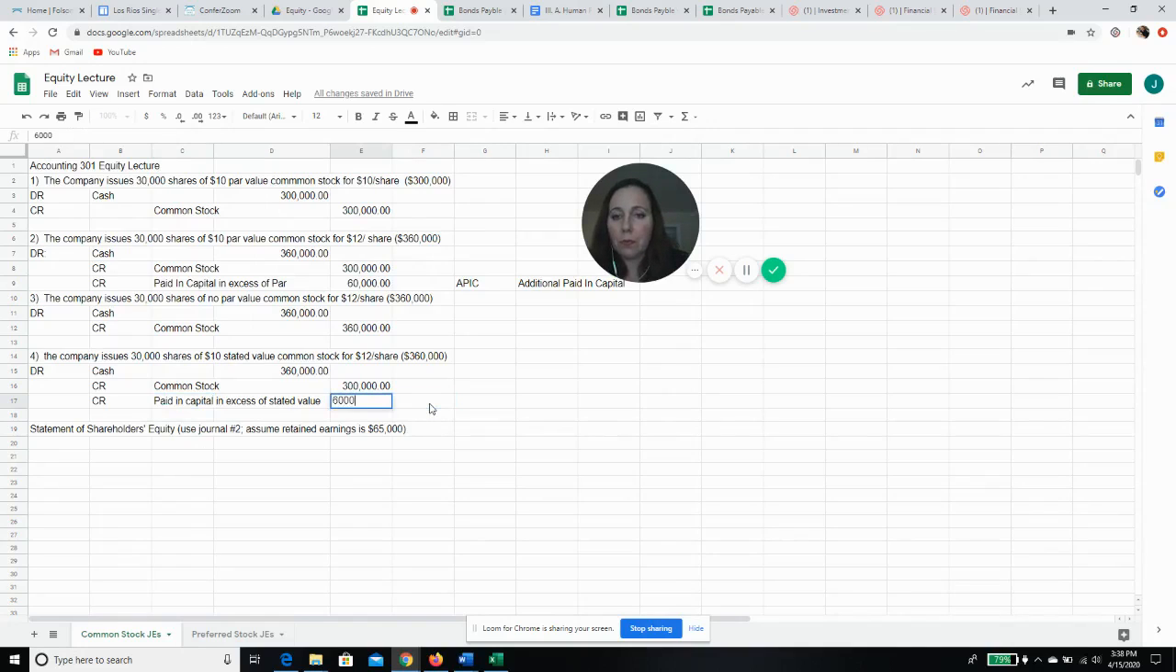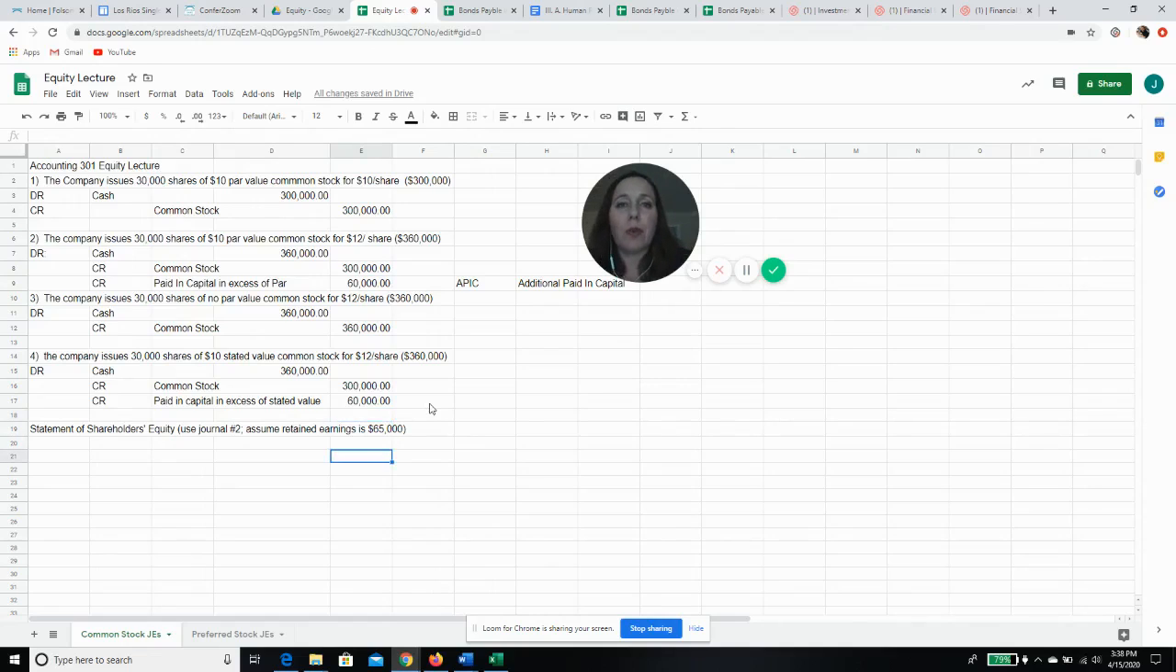And really, we're going to focus for the rest of this unit on par value stock. So for exam purposes, you probably only need to focus on par value stock, but I want you to know how to do no par value stock, and stated value stock might be good for a little 1 or 2 points on an exam. Okay.